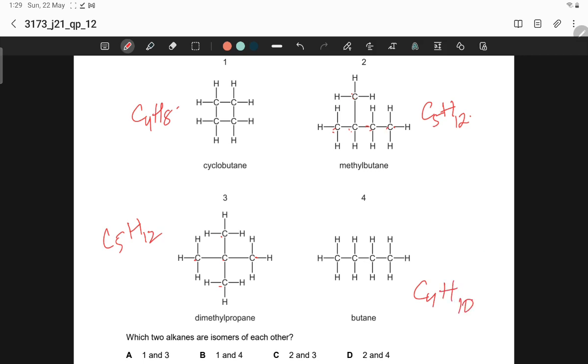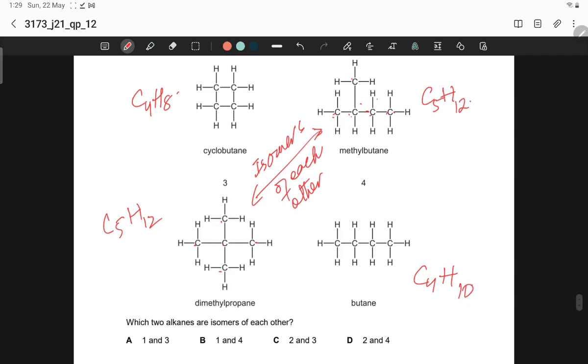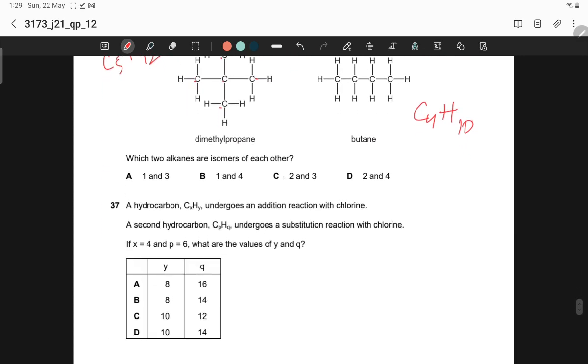And butane is C4H10. So 2 and 3 have the same molecular formula but different structural formula, so they are isomers of each other. 2 and 3, because both compounds have the same molecular formula but different structural formula. So 2 and 3 is correct.